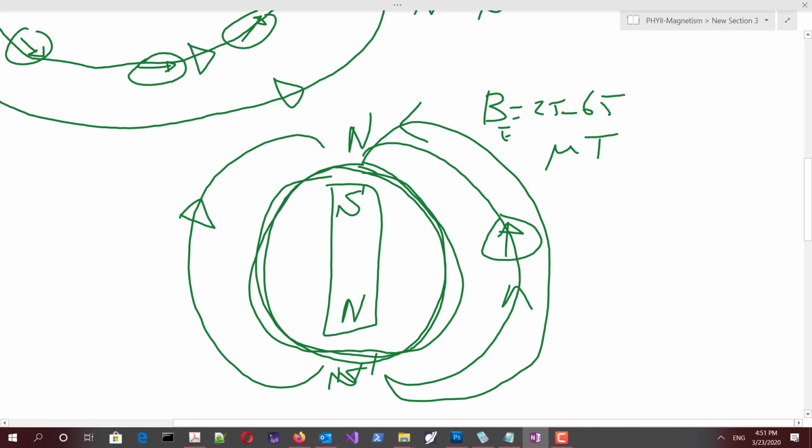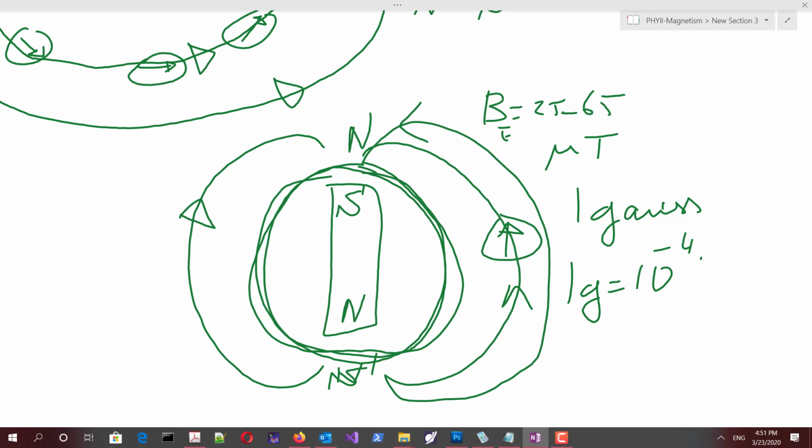So instead of using a Tesla, we use the Gauss in a lot of places, and that term you will probably see in some of the homework problems. So I want you to make sure you're aware of what the Gauss is. A Gauss, written G, so let's not confuse that with the gram, is 10 to the negative 4 Teslas. Okay, so the magnetic field can be expressed in terms of a Tesla, or in more practical units as a Gauss.